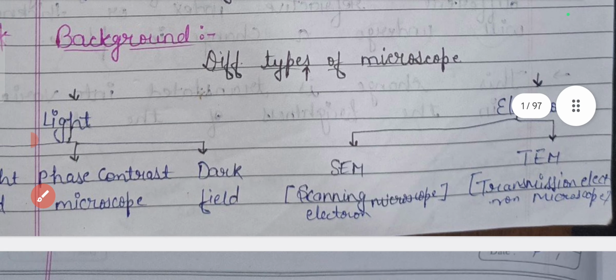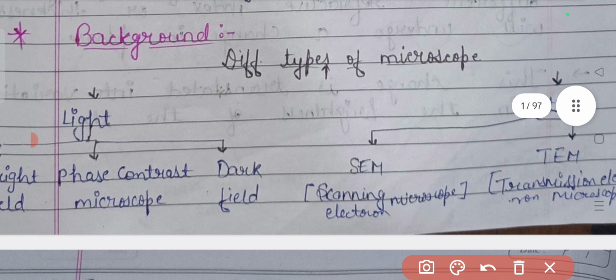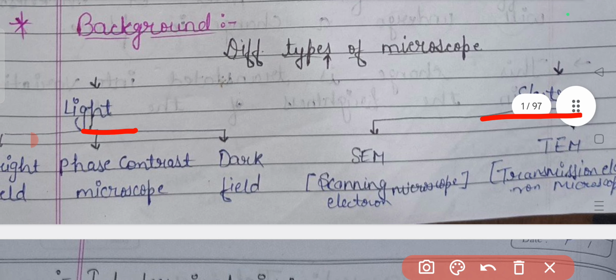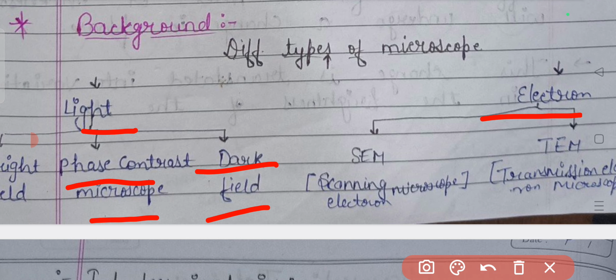Then the background: the microscope has originated in different phases. First of all, the light microscope came into picture, then later on the electron microscope. The light microscope has various types, that is the bright field microscope, phase contrast microscope, and dark field microscope. In the case of the electron microscope, you have the scanning electron microscope and the transmission electron microscope eventually.